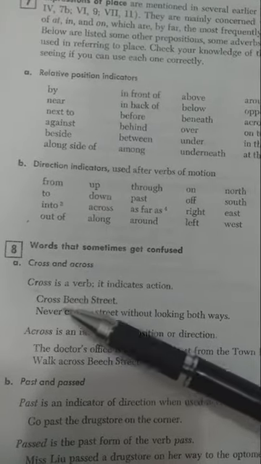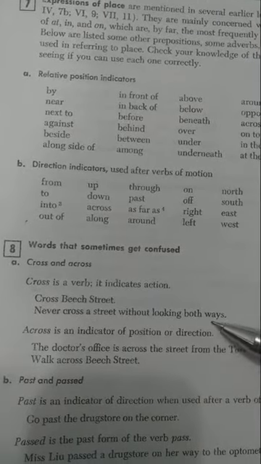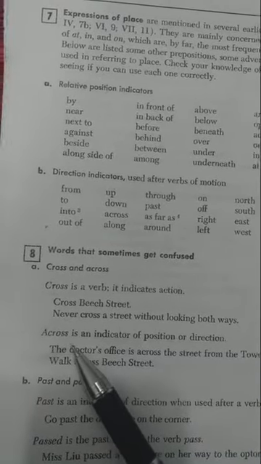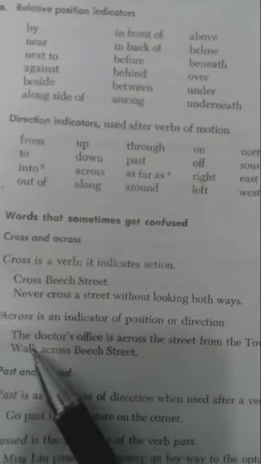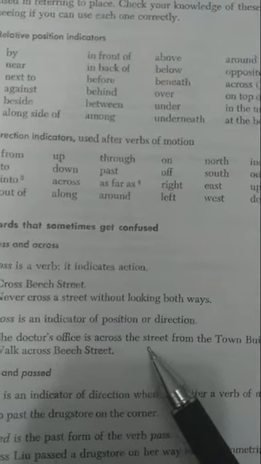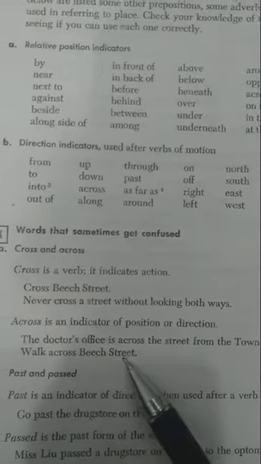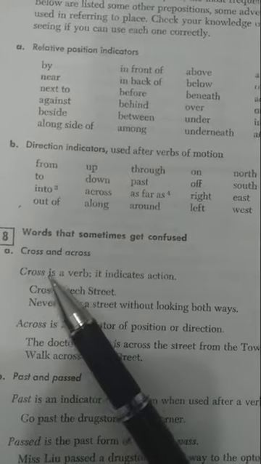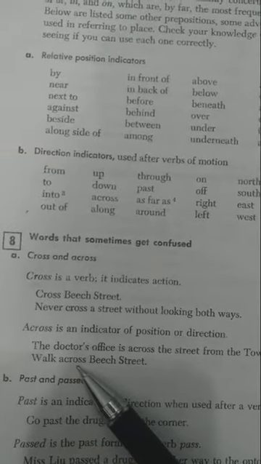For instance, cross Beach Street. Never cross a street without looking both ways. Whereas across here is not a verb, but an indicator of position or direction. Now let's examine the example. The doctor's office is across the street from the town building. Walk across Beach Street. So cross is a verb, whereas across is an indicator of position or direction.